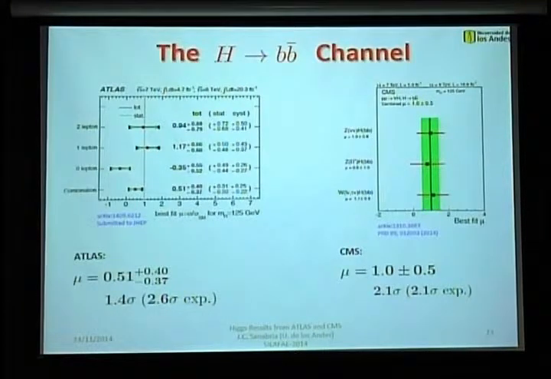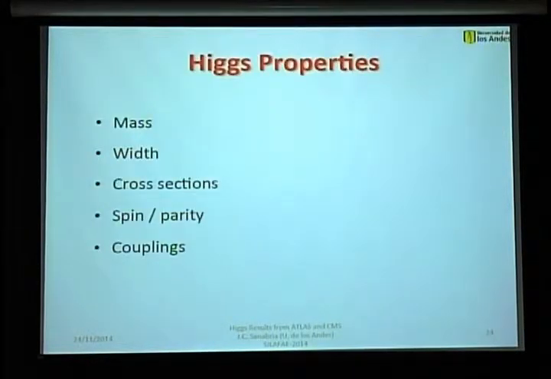I just want to mention that I have tried to include the references for all these plots, so if you want to look into the details of any of these analyses, you are welcome to consult all these references. So here are the results for the BB bar channel, which has not so good sensitivity. Mu equals 0.51 in the case of ATLAS and 1.0 in the case of CMS, with the significances that you see.